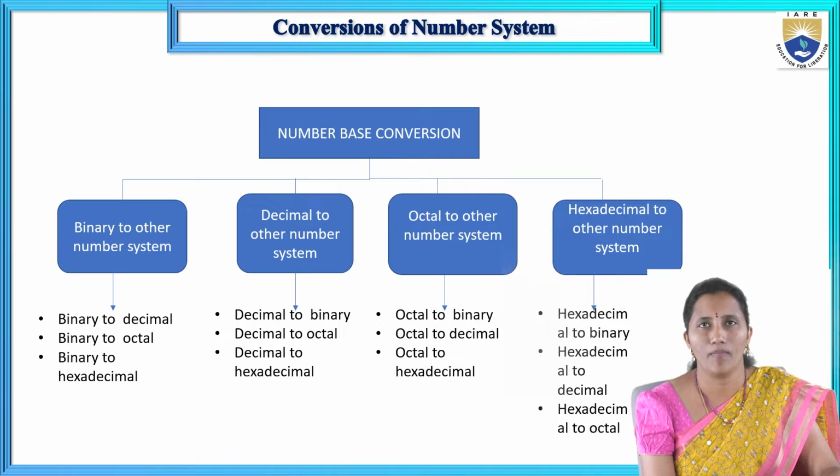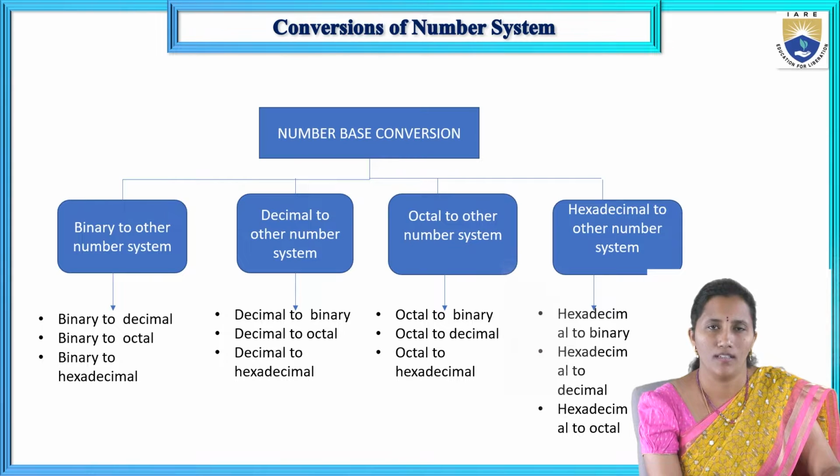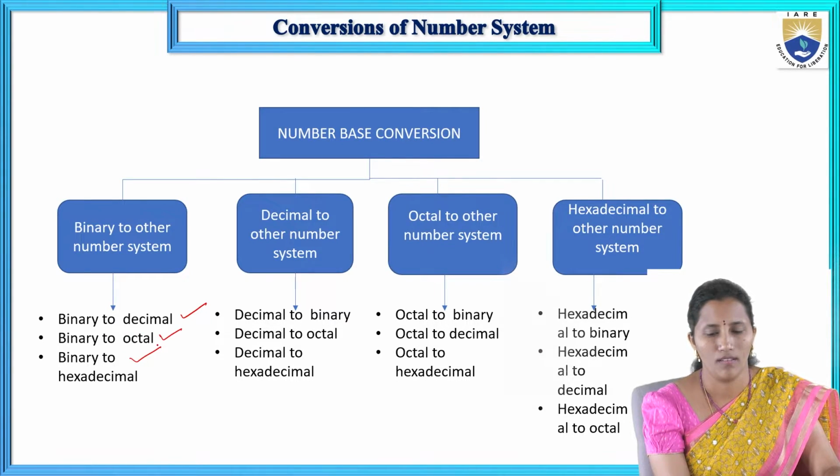Now, conversion of number systems. The number systems are binary, decimal, octal and hexadecimal. First we will study how to convert binary to decimal, binary to octal, and binary to hexadecimal. Then, if we have a decimal number, how to convert decimal to binary, decimal to octal, and decimal to hexadecimal.